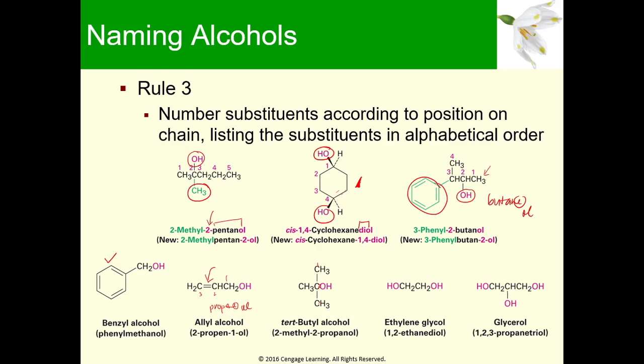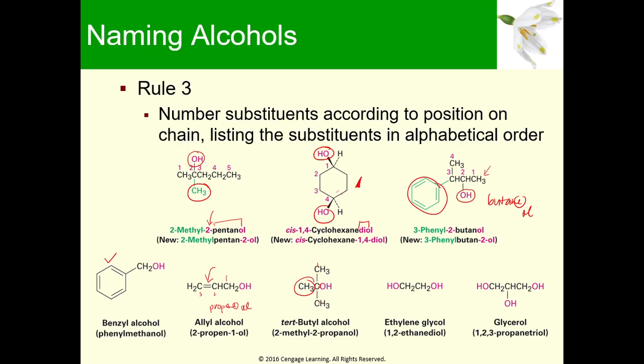Now, where is the OH? The OH is at position number 2. So, that's why this will become 2-propanol. Again, we have here a substituent, a methyl group. So, the methyl group is also attached to the carbon position number 2. So, that's why it will become 2-methyl-2-propanol.